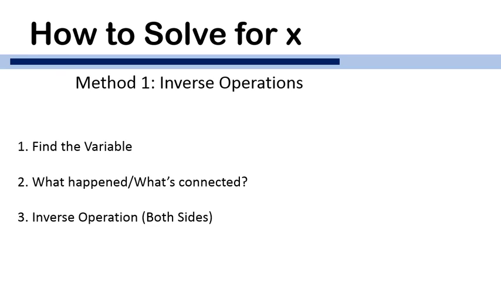So here are the steps. First, you find a variable. Ask yourself what happened to that variable or what's connected to that variable, and then you do the inverse operations to both sides of the equation. Let me show you an example of that.